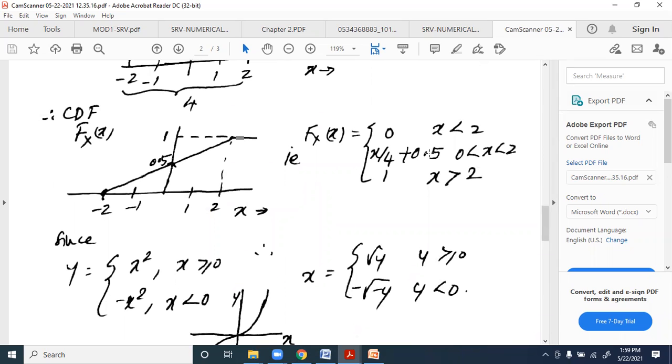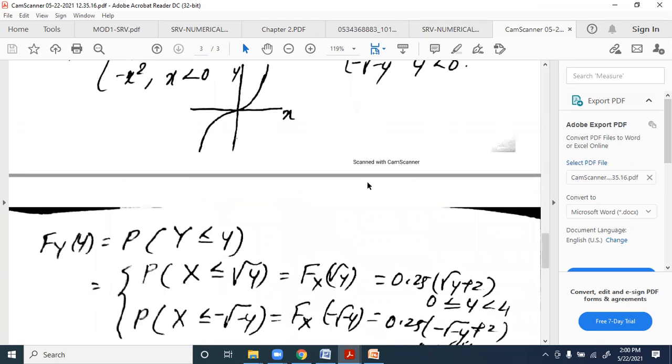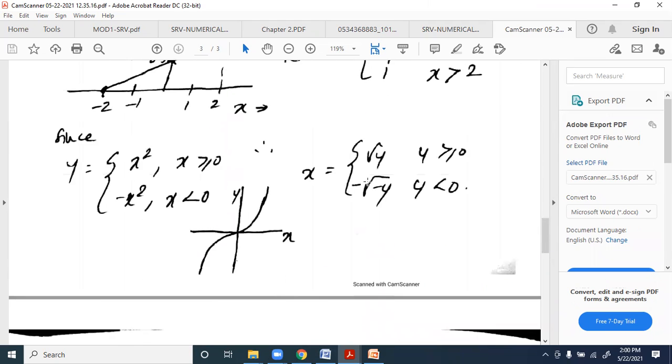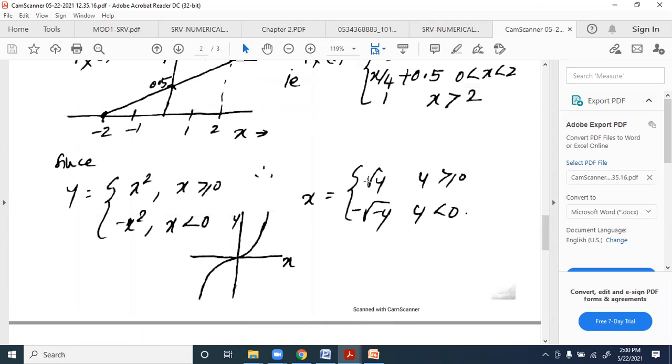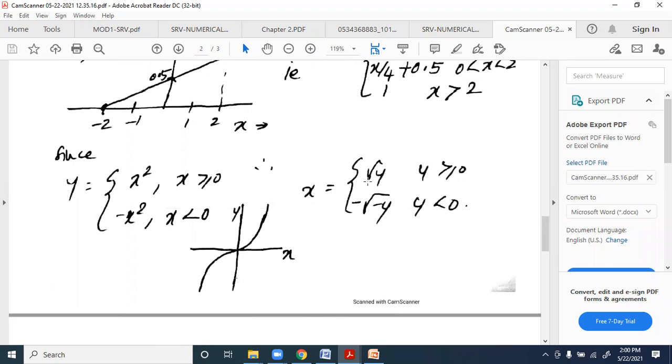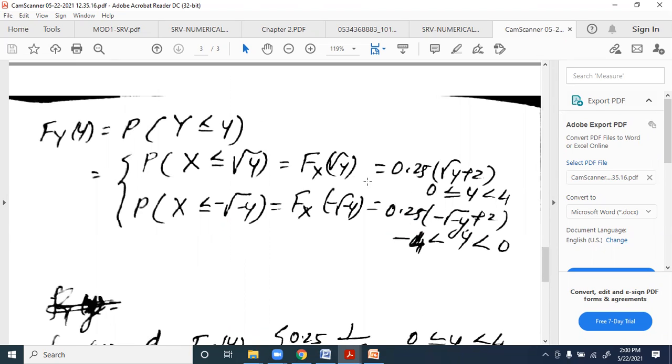Okay, this is the value which we have written over here, right? So wherever x is there, you write the value of root of y. In the first case, wherever x is there, you write the value of minus root of y in the second case. So either you write like this, or you can write 0.25 root of y plus 0.5. Here you can write 0.5 into minus root y plus 0.5.